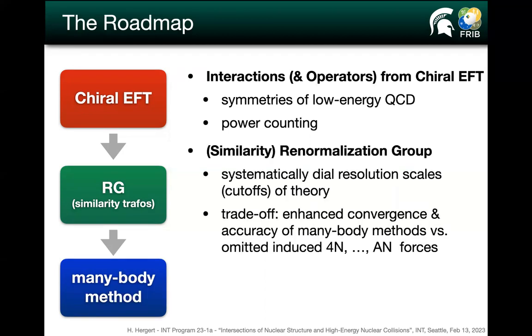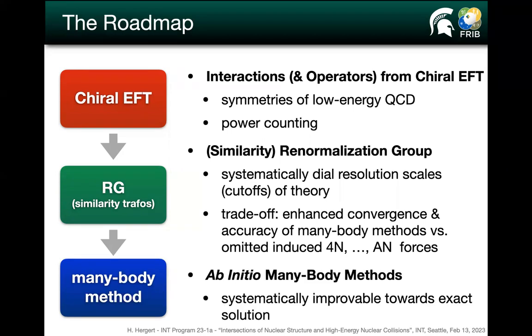Then we are going to use RG methods. In our case, this is primarily the similarity renormalization group, a unitary transformation that you can use to systematically dial the resolution scales or the cutoffs of your theory. But there is a trade-off. As I said, we want to make many-body calculations easier and converge faster. But the RG is done in an A-body system and will in principle induce new many-body forces. So it reshuffles contributions between 2-, 3-, and maybe higher-body terms.